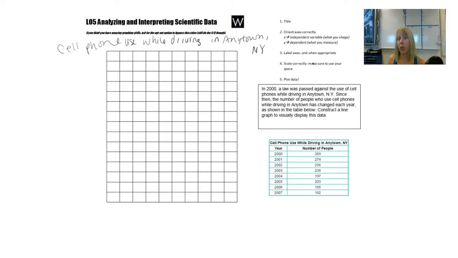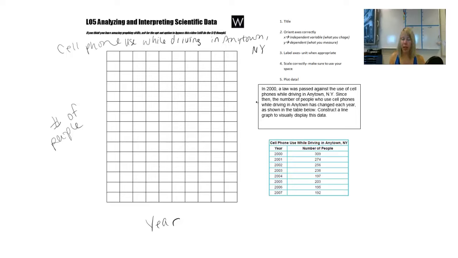Well, I cannot control who's driving using their cell phone, obviously. But I can control, do I measure every year, twice a year, every other year? So that's going to go on my x-axis. So let's label that right now as year. And then on my y, I said that's going to be the number of people. I'm going to use the number symbol because it's a little bit tough for me to write on my computer here.